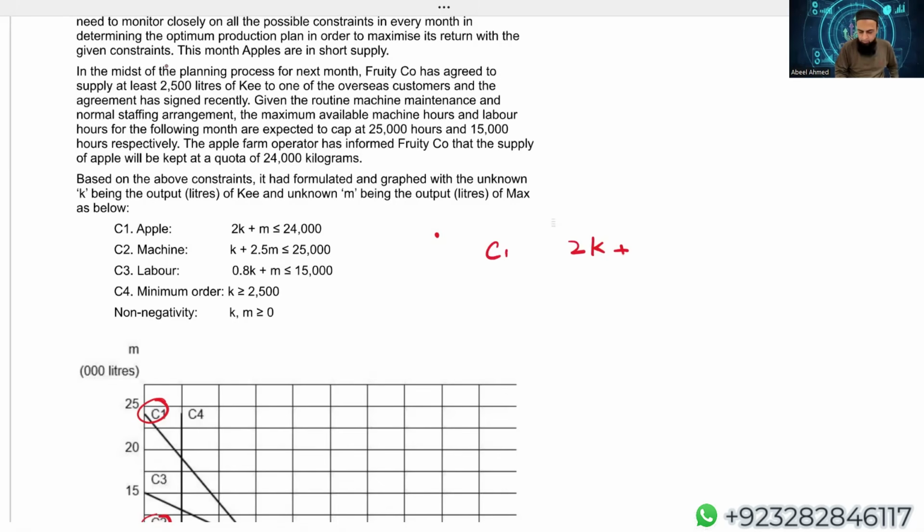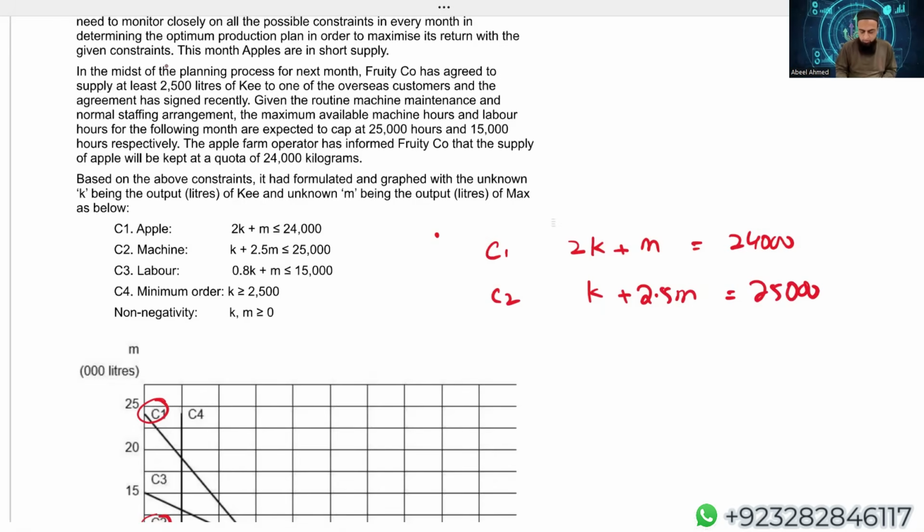C1 relates to Apple: 2K plus M is equal to 24,000. C2 is K plus 2.5M is equal to 25,000. Now student, listen carefully. You have to be very good in calculating K and M from these two equations. A very small amount of maths knowledge is required, and I strongly believe everyone is very good in that area. So if you look at C2, I just want to multiply C2 by 2.